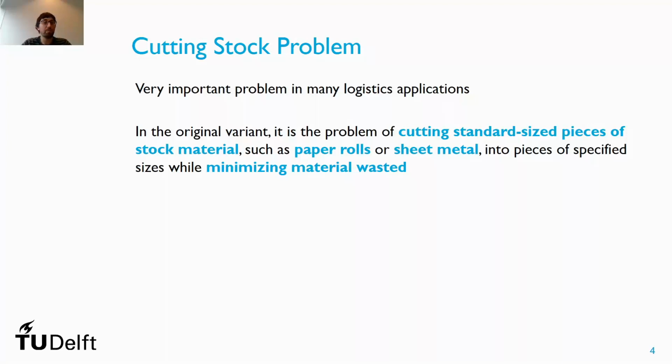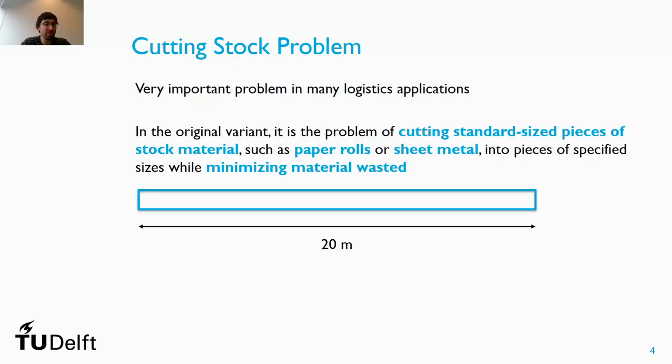So what's the cutting stock problem? It's a very important problem in many logistics applications. In the original variant, as you know, there might be many variants like the vehicle routing problem or other classic operations research problems, but in the original variant of the cutting stock problem, we have to cut standard sized pieces of stock material such as paper rolls or sheet metal into pieces of specified sizes. And the idea is to minimize the material we waste in the process.